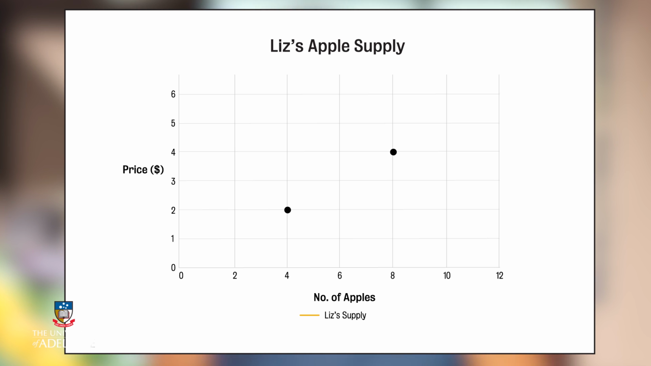At a price of $2, Liz is willing to sell 4 apples, whereas at a price of $4, she is willing to sell 8 apples. Drawing a line between these 2 points gives you Liz's supply curve. And using this curve, you can map Liz's supplies of apples at different prices.